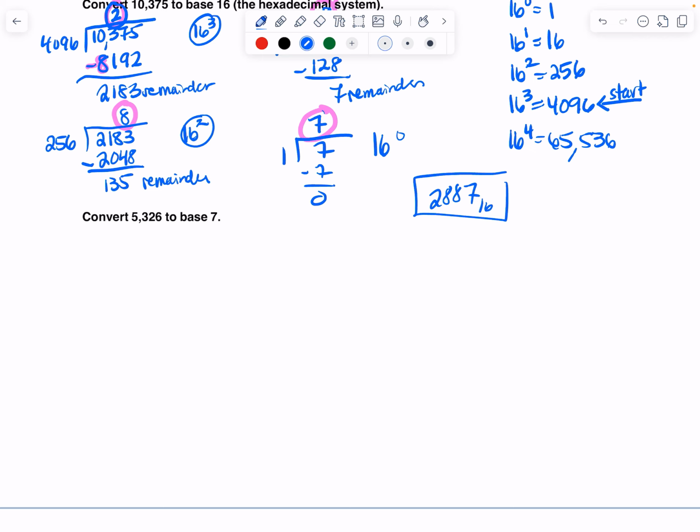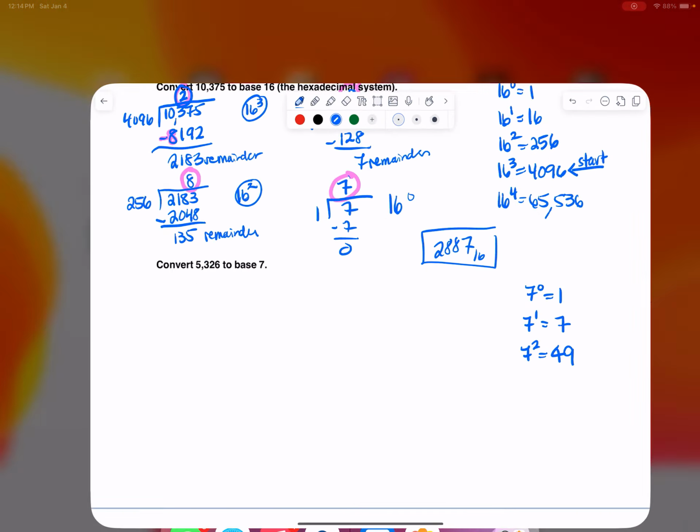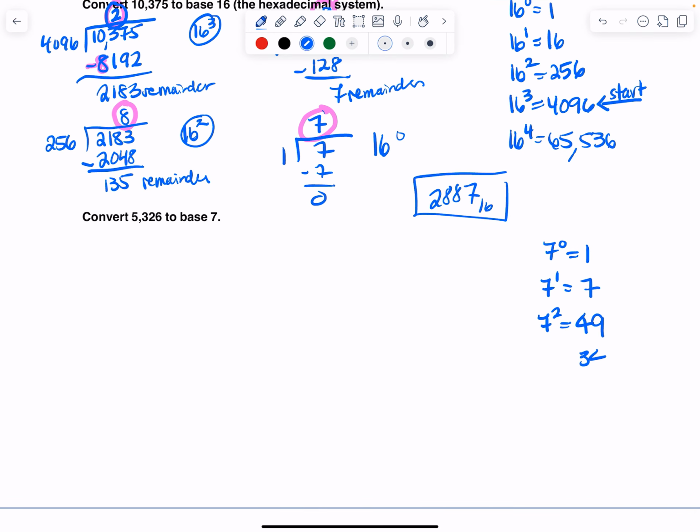Convert 5,326 to base 7. So again, let's start with 7 to the 0, which is 1, 7 to the first, which is 7, 7 squared, which is 49. Now I need 7 cubed. So 7 cubed is 343.